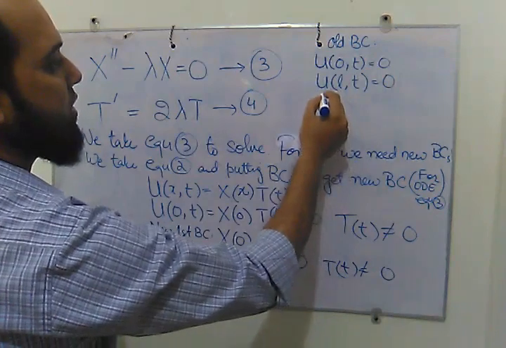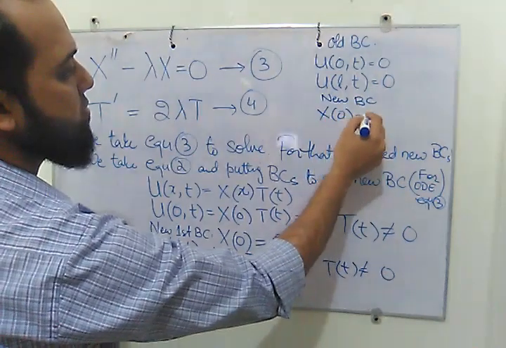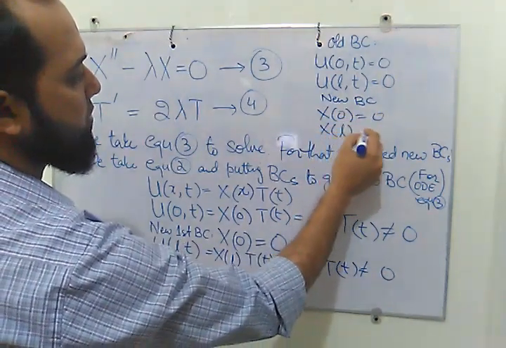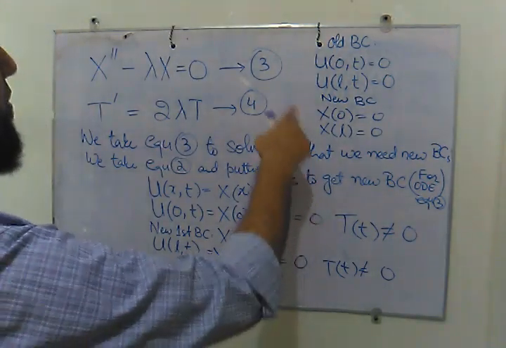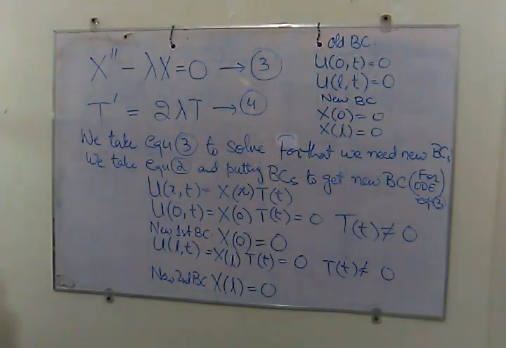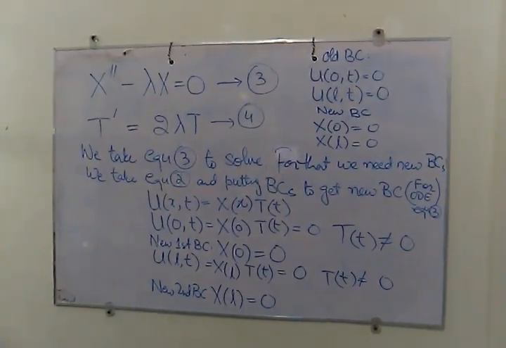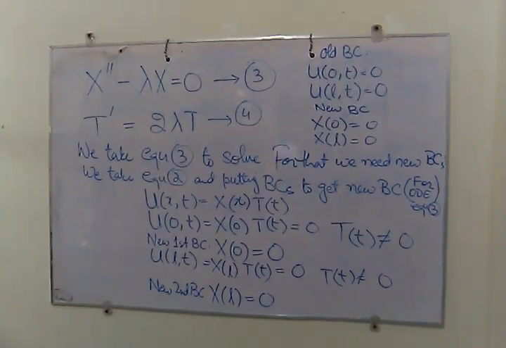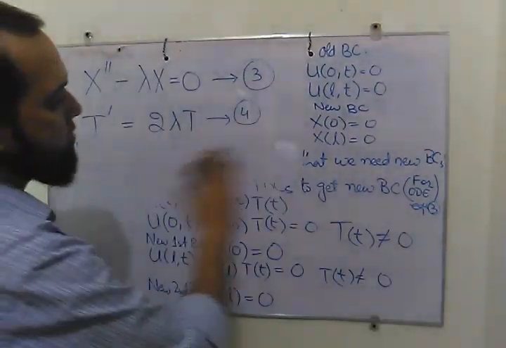So these were the old boundary conditions. These are the new boundary conditions: X of 0 is equal to 0, X of L is equal to 0, and we don't have any time parameter here, so we can apply these boundary conditions to equation number 3. Okay, so we start solving.